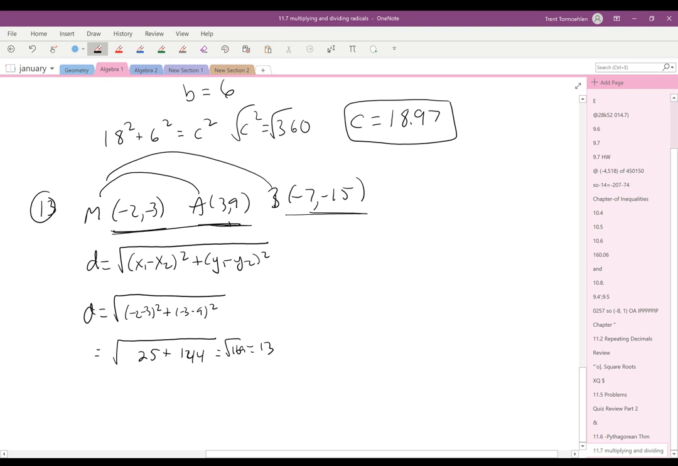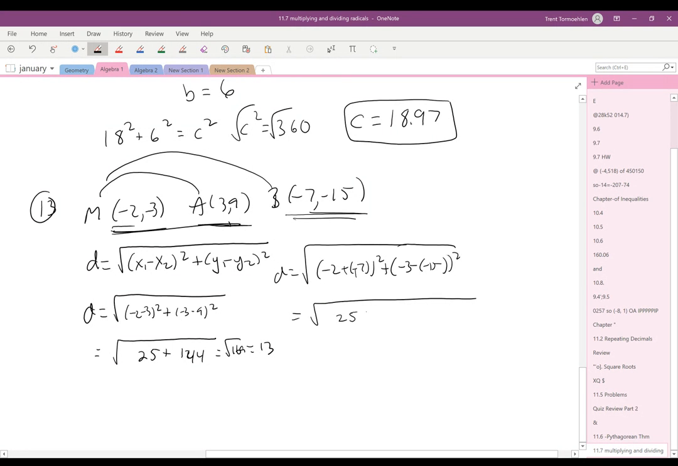And then I look at this one, and it turns out that you do square root of (-2 minus -7) squared plus (-3 minus -15) squared. So that's going to equal, well, -2 minus -7 is like -2 plus 7, which gives you 5 squared, which is 25. -3 minus -15 is going to give you 12, which is like 12 squared, which is 144. And so when we take the square root of that, we also get 13, showing that, yes, M is equidistant from A and B.